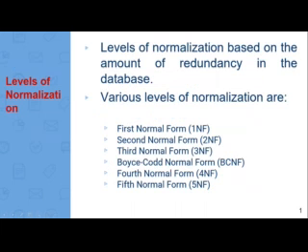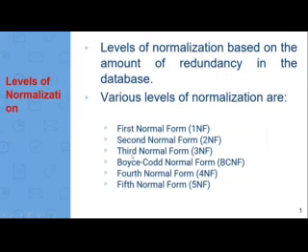So, levels of normalization. Generally, the levels of normalization are based on the redundancy in the database. The various levels are first normal form, then second normal form, next third normal form, then BCNF, then fourth normal form, and at last fifth normal form. BCNF I'm not covering today; later we will check it out.